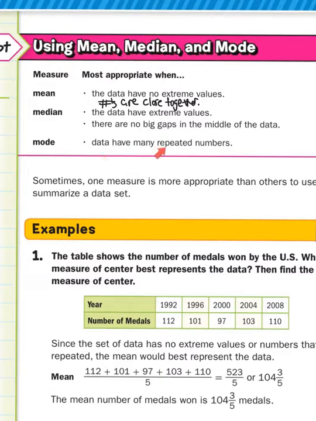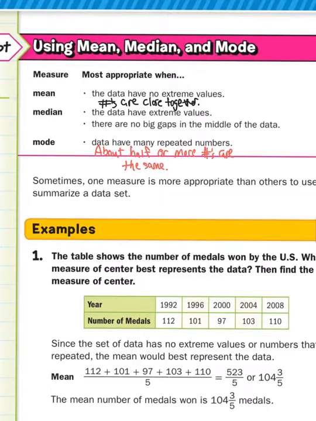And then mode is the one you choose the least. It's when you have many repeated numbers. Now, what I mean by many is if you have a list of numbers, and I would say about half or more are the same, then you choose mode. Okay, so write that down. About half or more numbers are the same. Otherwise, mode doesn't really represent data too well.